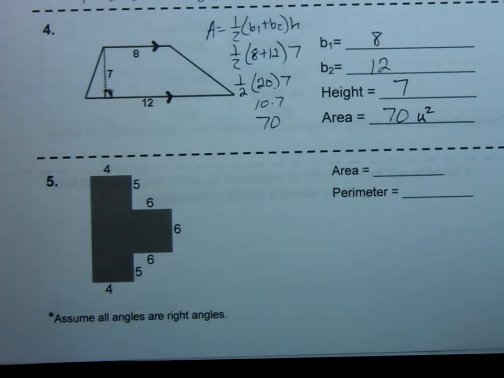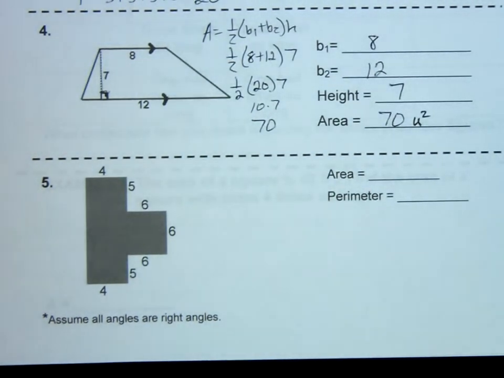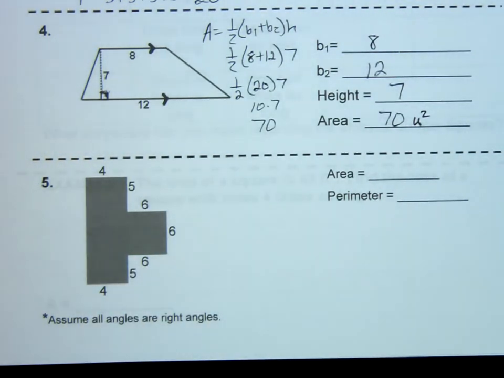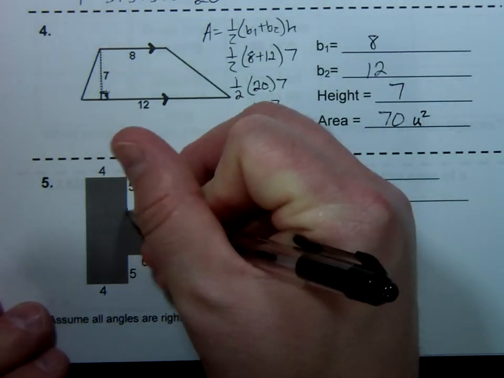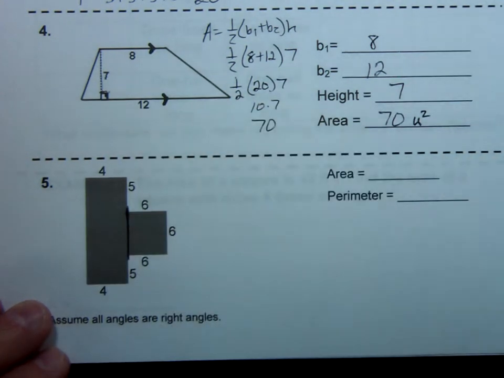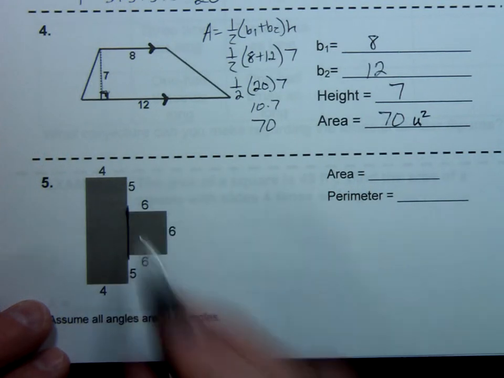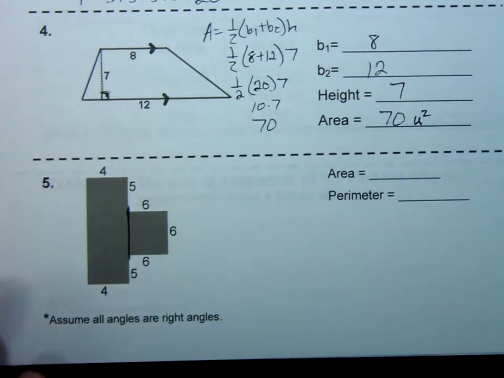Alright, let's look at example 5. Notice right here it says assume all angles are right angles. So this figure as a whole is not one of the shapes we learned. This would be a composite figure. I can break it up into a couple of shapes that we do know how to find the area of. If I draw a line right through here, I can split this into 2 separate rectangles, and I can just find the area of each one of those rectangles individually and then add them together for the total area of this figure.